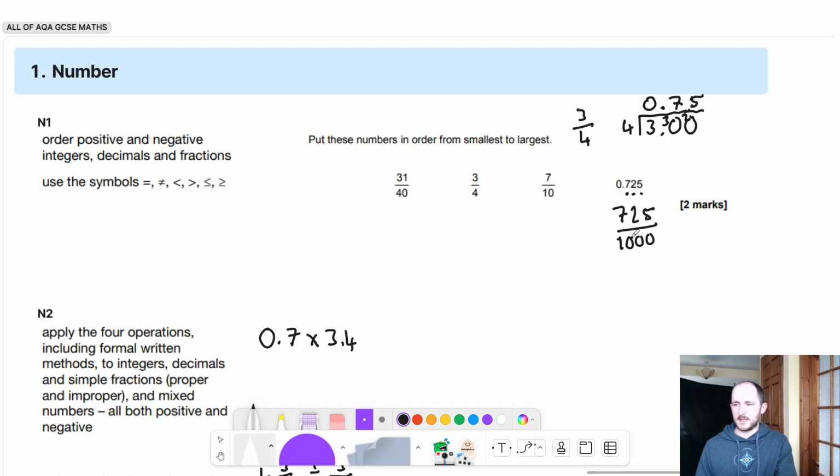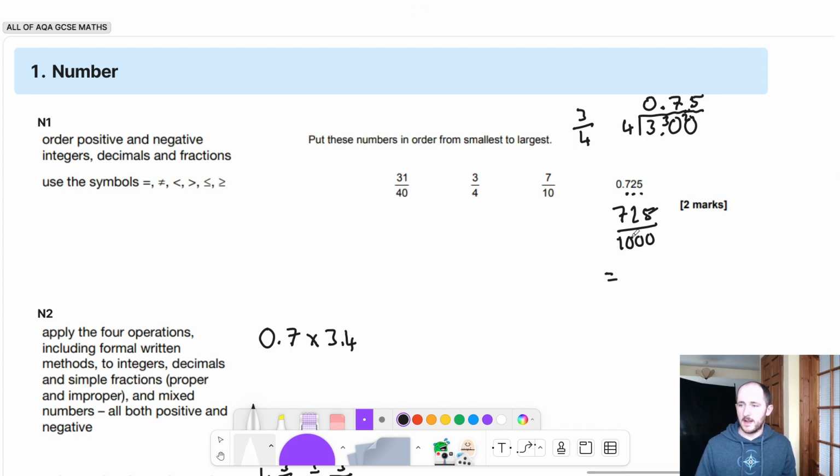Then all we're going to do is simplify this as much as possible. So we can, for example, divide it by 5. We can divide it by 25 as well. So 25 into 725. That's something we could do. So that should be 29 over 1,000.